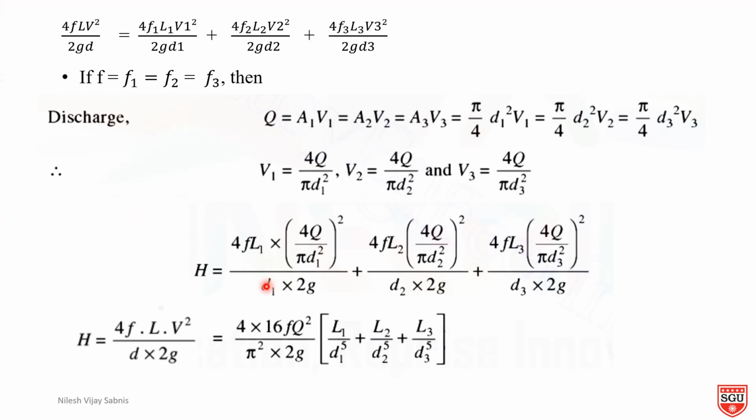So we will get H is equal to 4FL into (4Q by pi D1 square) bracket square and all other terms. Doing the simplification, we get 4FLV square upon 2gD is equal to, taking all the common terms, where V is equal to Q by A, which is nothing but 4Q upon pi D square.